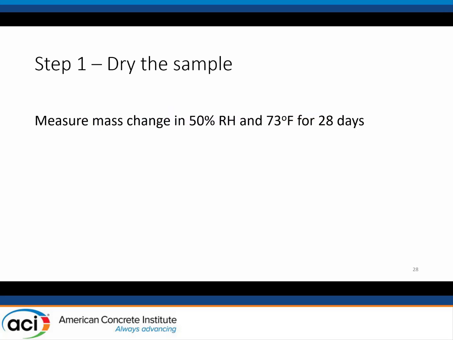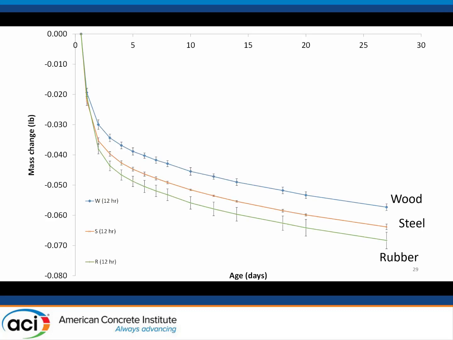So here's our step one. We're going to measure this mass change. Here we go. Let's see how it changes over time. So on this plot, the x-axis, the top graph here, is time in days. The y-axis is the mass change. So let me think. Straws.